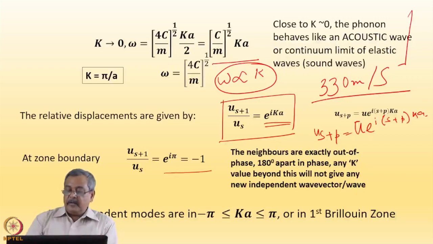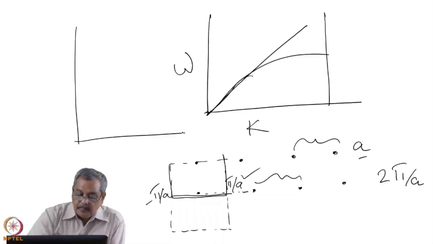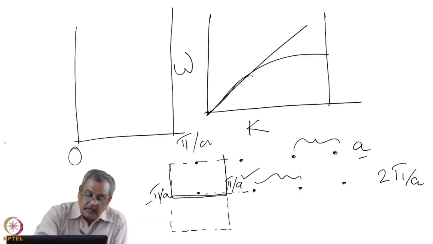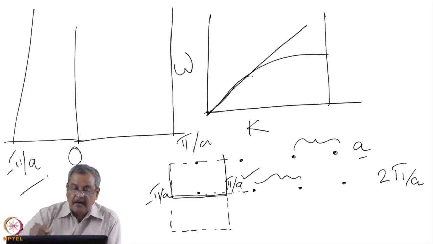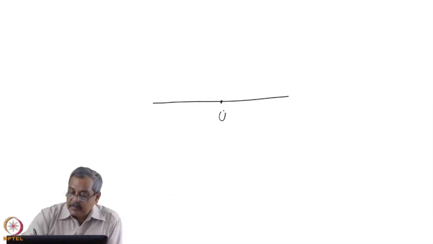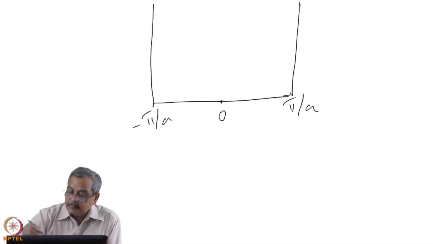So this is one reason we plot phonon dispersion curves in the range of 0 to pi by a for phonons, and also minus pi by a. I mentioned this earlier, today. Let me do it more clearly. So this is the zone center. This is pi by a, minus pi by a. We try to evaluate the phonons up to the zone boundary.